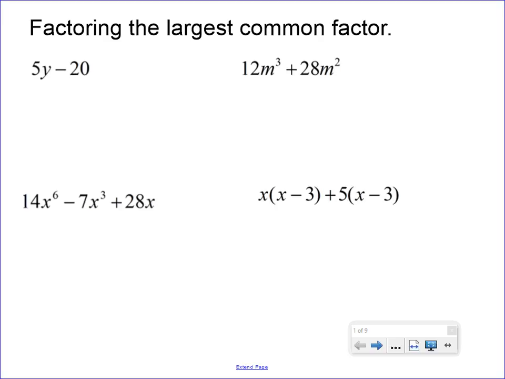Okay, today we're going to be looking at some factoring. I just want to give you a video to help you with some things. This has been a while since I've done a video, so bear with me if it's a little bit choppy. Okay, the first thing we're going to look at is factoring out the largest common factor.